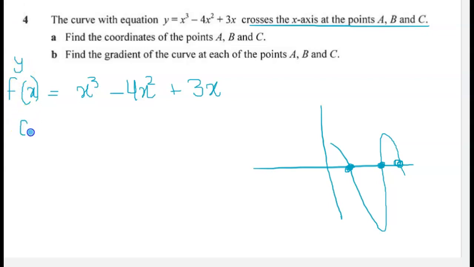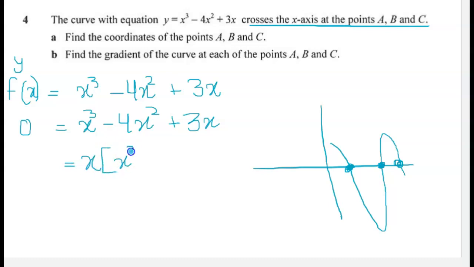okay, this y is equal to 0. 0 equals x cubed minus 4x squared plus 3x. And if we have a look, the x is common. I will take the x common. If I take the x common, I'm left with x squared minus 4x plus 3. And I got that bit.